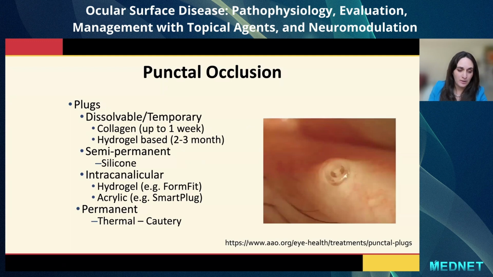Next, you want to think about punctal occlusion. You can have plugs. There are different forms. There's dissolvable or temporary plugs. Those are collagen or hydrogel based. Semi-permanent are silicone based. Intracanalicular plugs are also possible. And then ultimately you can have permanent plugging with thermal cautery.